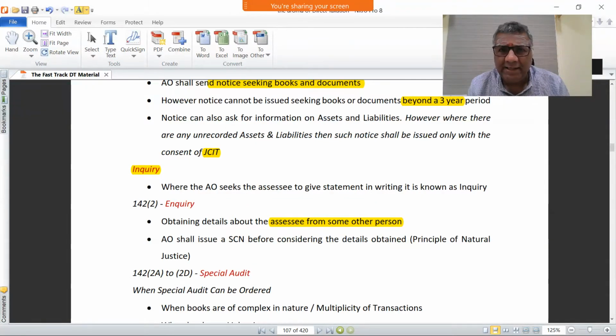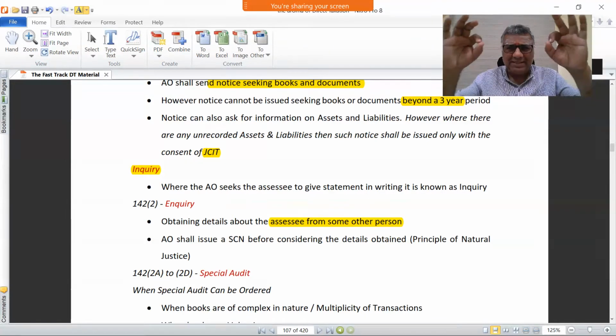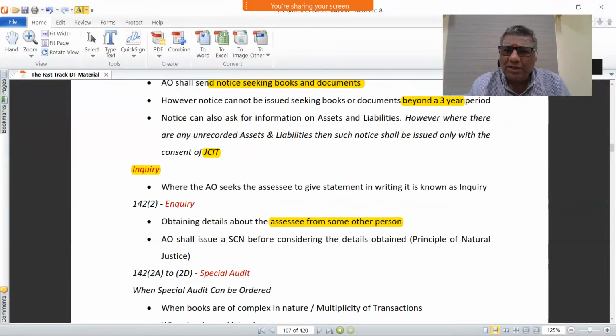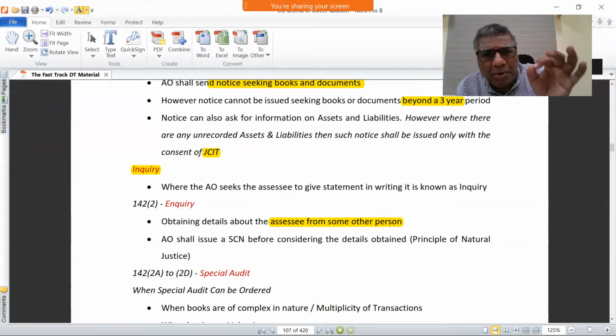Shall I directly increase your income? Principle of natural justice. What is principle of natural justice? I cannot use that information without giving an opportunity to you to represent. I cannot directly send a demand notice. I understand 20 lakhs income understated, pay 6 lakhs of tax, pay so much as interest, pay 6 lakhs as penalty. I cannot do so.